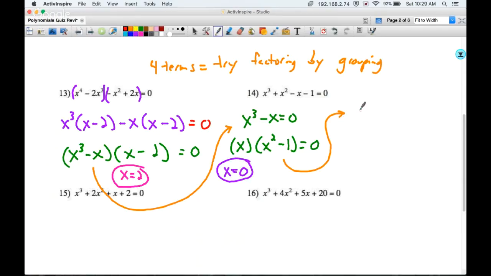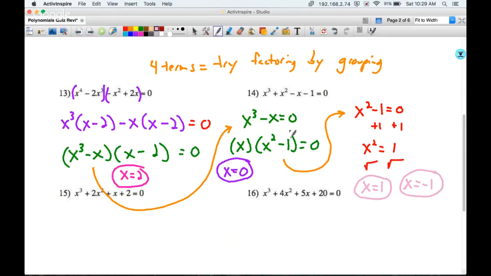Switch colors. x squared minus 1 equals 0. I'll add 1 to both sides. x squared equals 1. I'll take the square root. And the square root of 1 is a positive 1. And it's a negative 1. Both of those squared give us a positive 1. So we need all 4 values. All right. And so that's all for number 13.